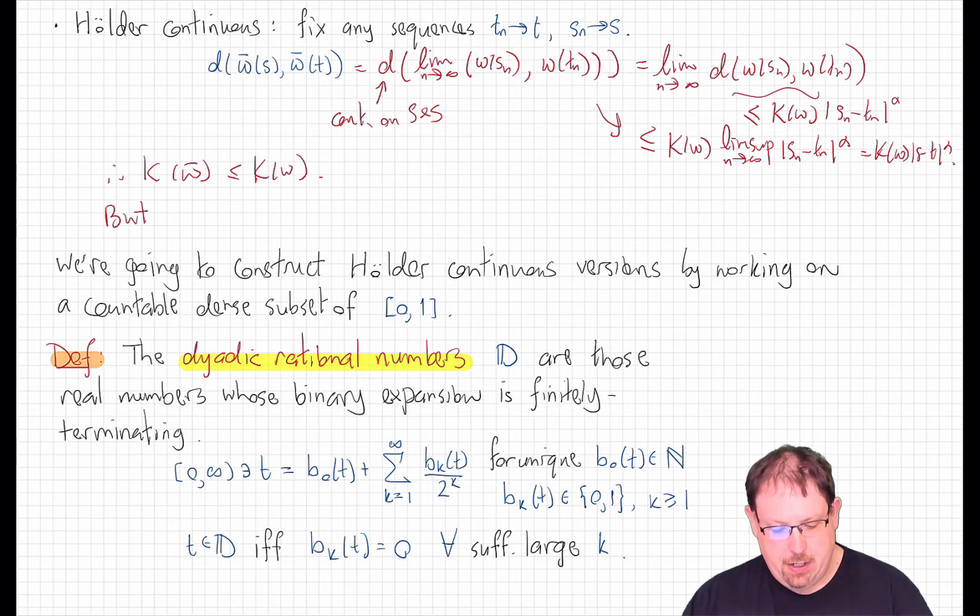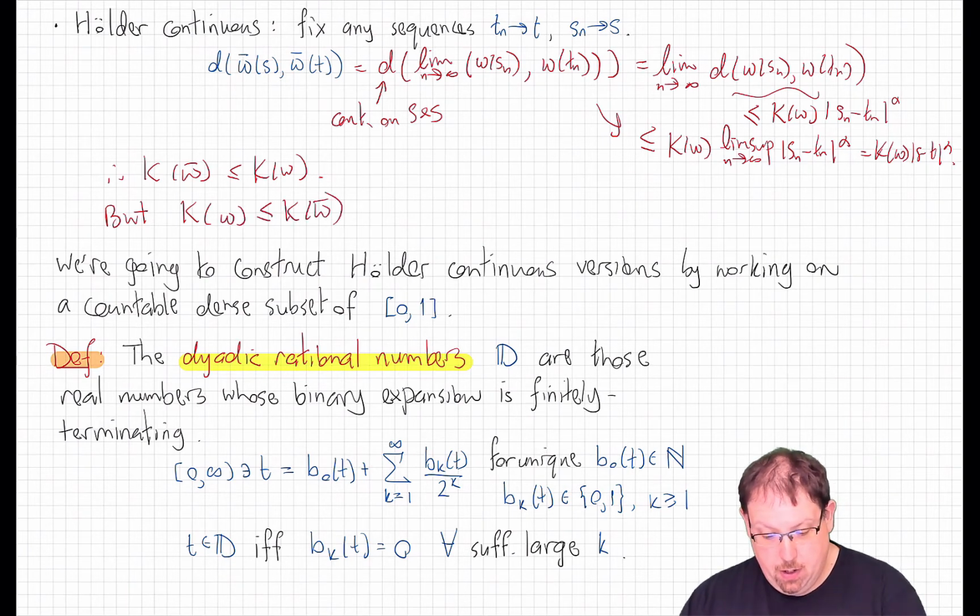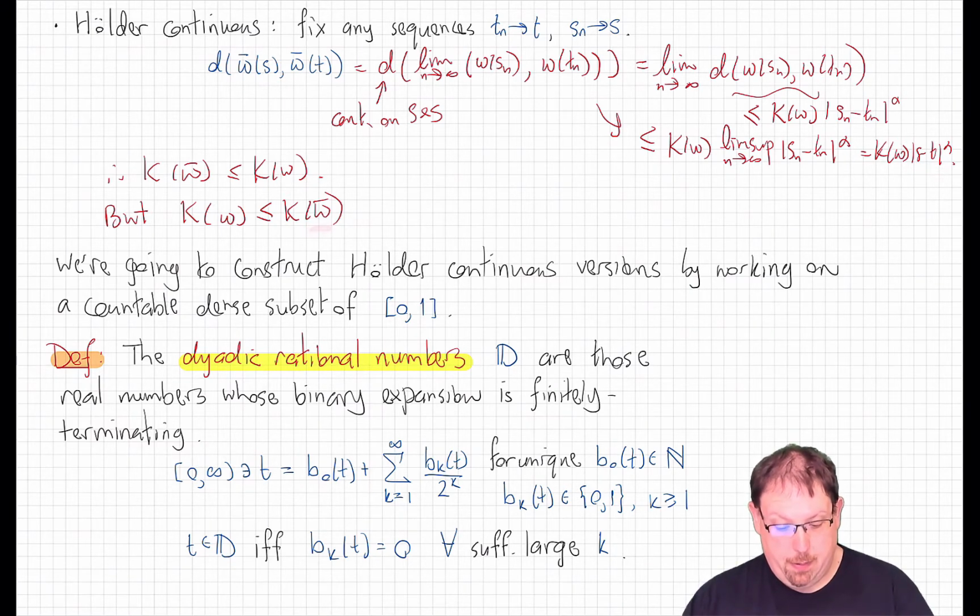But by definition, k of omega is less than or equal to k of omega bar because omega bar is an extension of omega. And so if the inequality here holds for all of omega bar, then it also holds for the restriction of omega bar, omega here. And so this constant will be no bigger than that one. And that concludes the proof.